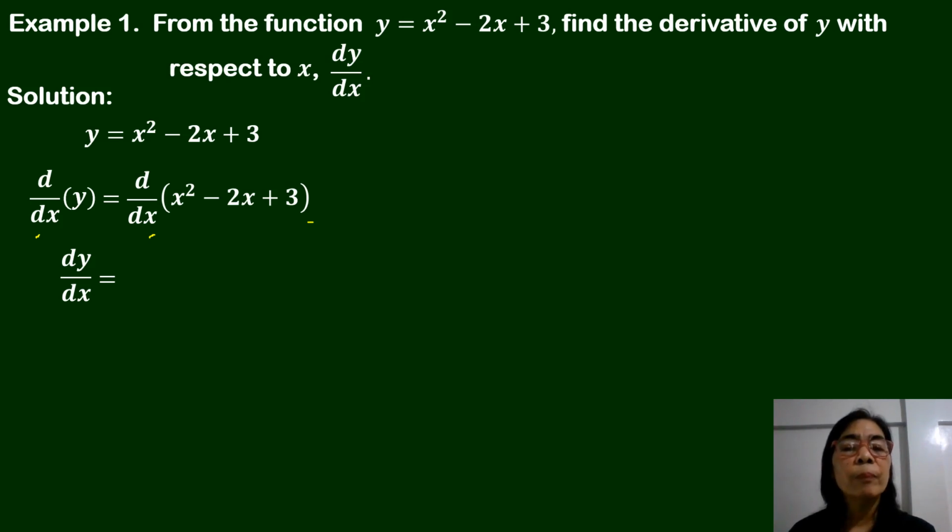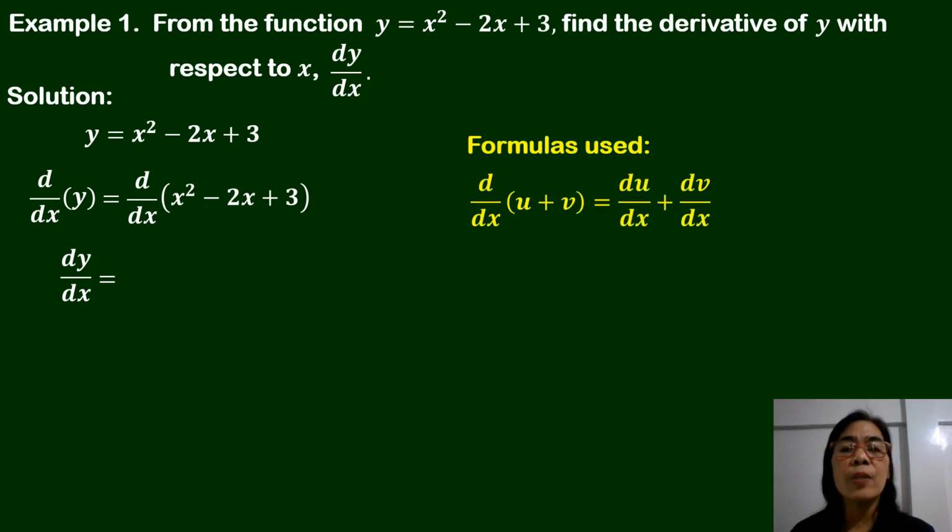So we have here the derivative of x squared minus 2x plus 3. You will notice here that the function involves three terms. So what we are going to do is apply the derivative of a sum, which states that the derivative of a sum is equal to the sum of the derivatives of each term.